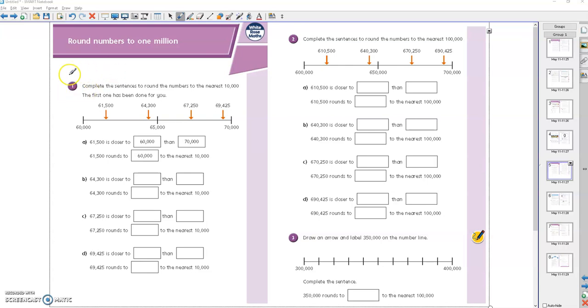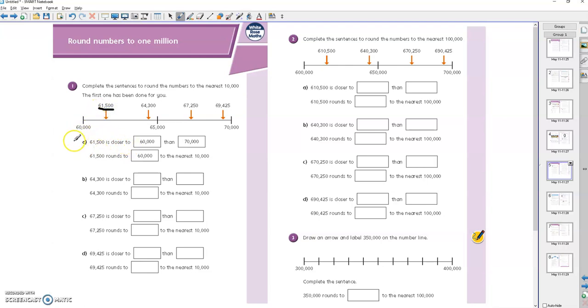So the first one here is trying to complete the sentences to round the numbers to the nearest 10,000. The first one's been done for you. So you've got these 4 numbers, and it says for this number here, 61,500, it's closer to 60,000 than it is to 70,000. So 61,500 rounds to 60,000 to the nearest 10,000. And then you've got to just try and complete it for the rest of them.